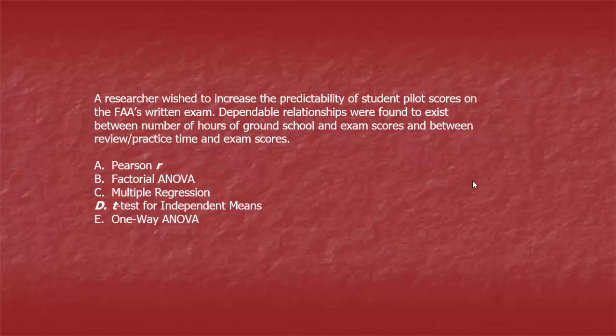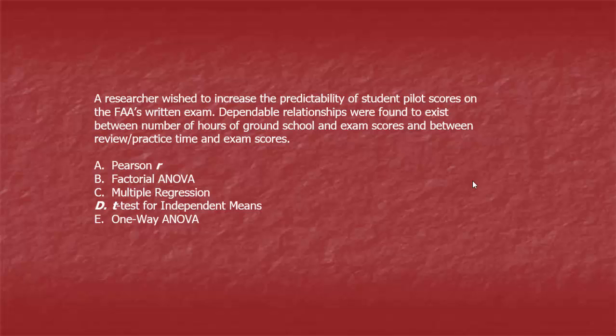When do you use a factorial ANOVA? We said it's when you have two or more independent variables that are categorical, and one continuous dependent variable. We don't have that here. Here we have all continuous variables. If it's a factorial ANOVA, it would be categorical predictor variables, independent variables. So it's not A, not B, C.